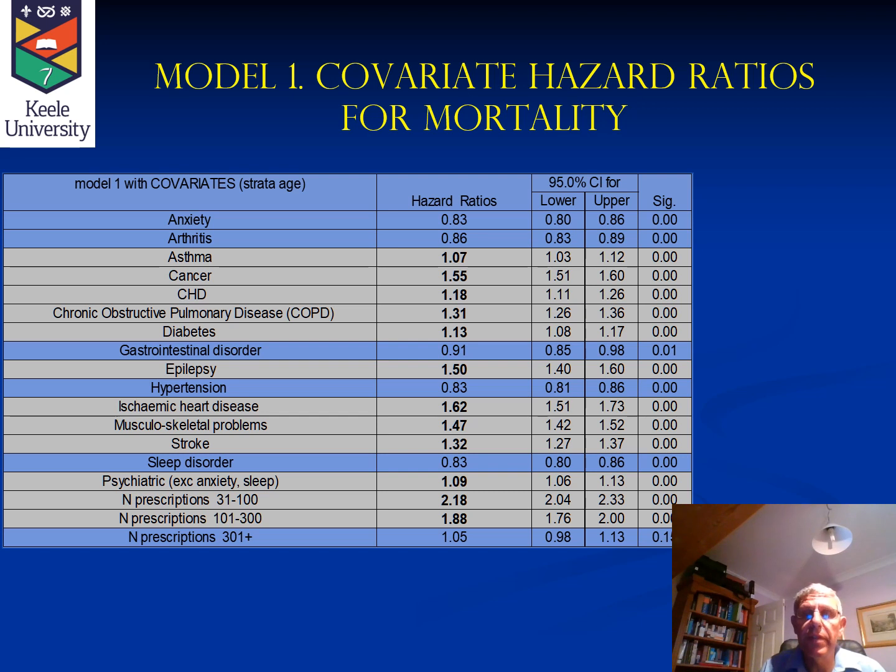Seen that there are significant differences in the prevalence rates of these various conditions between the exposed and the unexposed cases, the next thing to look at is whether they affect mortality, and we can look at this by looking at the hazard ratio.